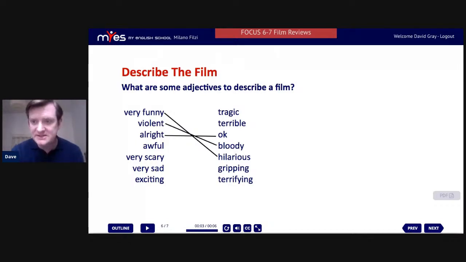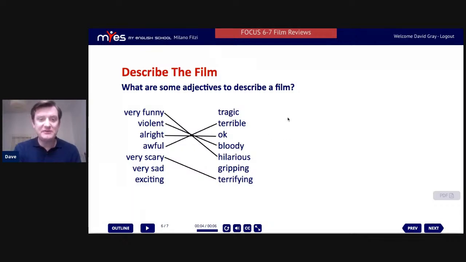Okay, for awful, yes. Marianne has gone for terrible. Excellent. If a film is awful, it's terrible. Another word would be rubbish. Yeah, rubbish, awful, terrible. Okay, very scary. Anybody for very scary? Okay, terrifying. If the film is terrifying, it's very scary. Or frightening as well. Okay, very similar.